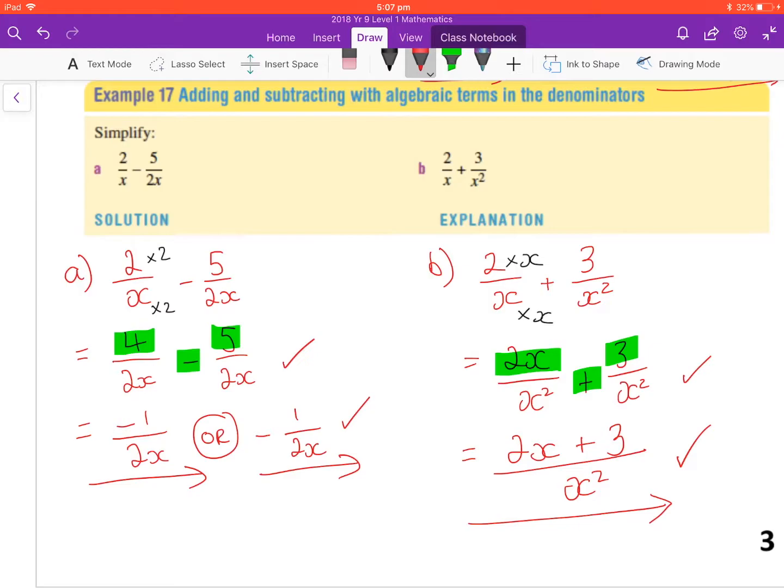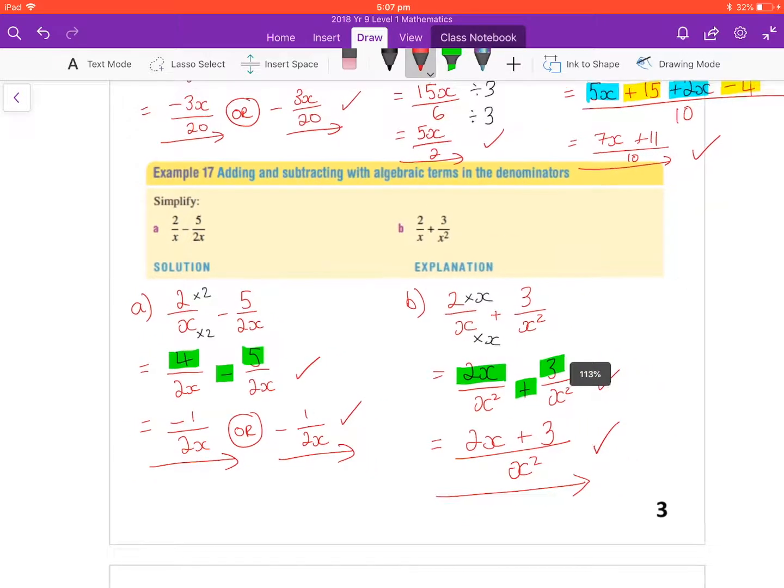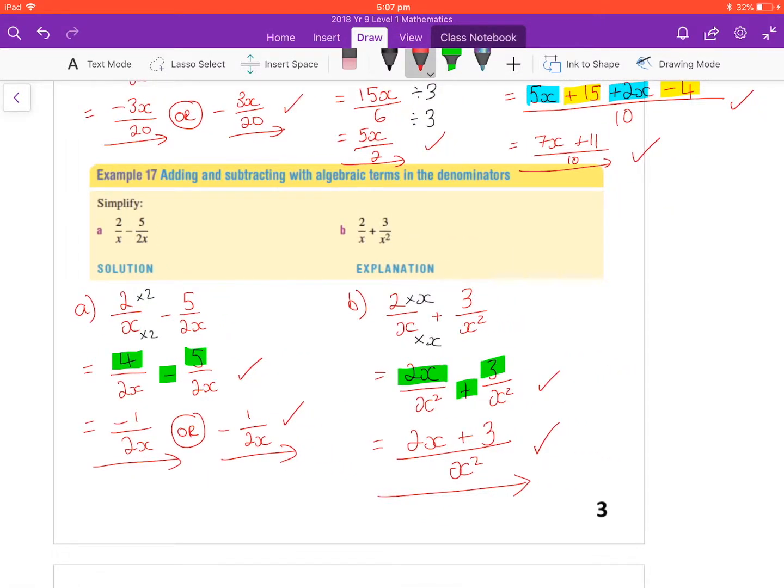All right, well, hopefully you're feeling more confident with this, and you will be able to complete the assigned work.